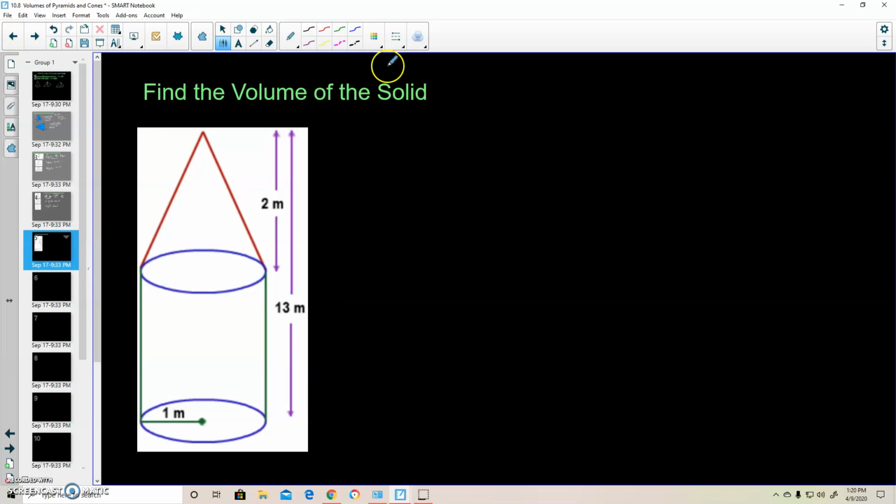Okay, here we have 2 shapes in one. We have a cone up top with a radius that's the same as this, and then we have a cylinder. Now, the radius isn't really 1, but it makes it really easy for us. So let's find the cylinder first. Remember, the cylinder is pi r squared h, okay? And the cone is pi r squared h divided by 3. That's what we learned today.